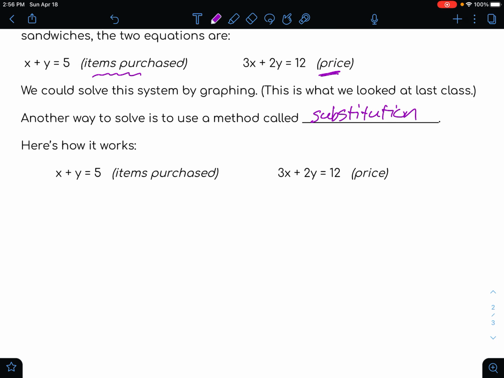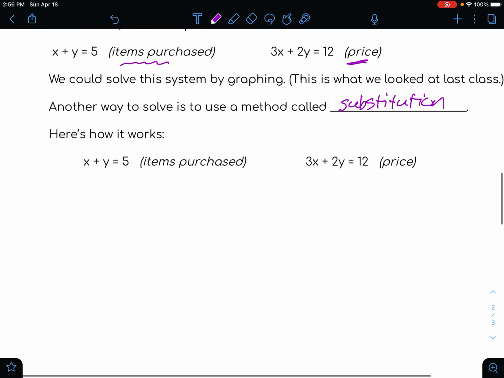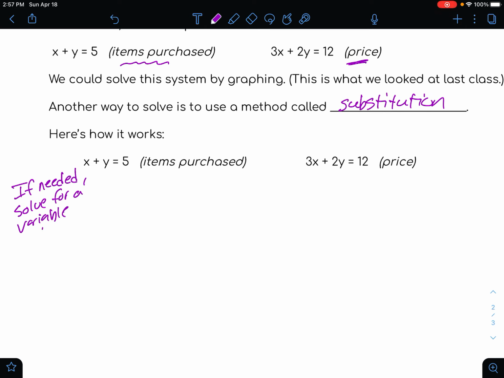All right. So here's how the substitution method works. We need one of the variables to be by itself. We need one of the equations to have one of the variables solved for by itself. So if needed, solve for a variable first. In other words, get a variable by itself. Notice neither one of these equations are in, for instance, y equals mx plus b form, or even have x by itself. They're both in standard form. And so I'm actually going to take this first equation and solve it for y.